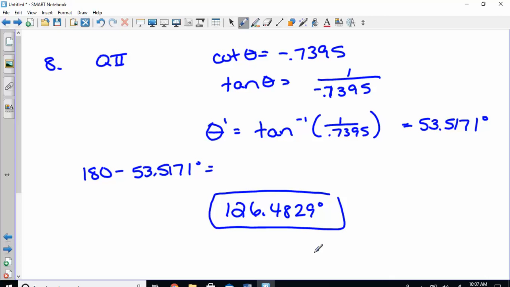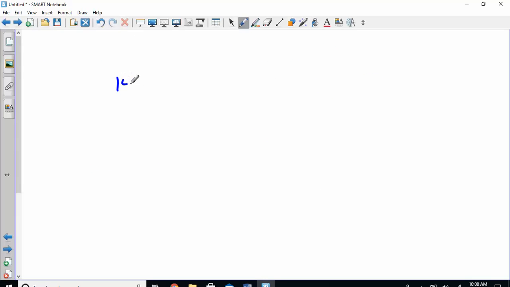Is that okay? Anything else on those? So for tomorrow, let's try to do the next page front and back. So that's 14 through 27. We'll discuss that tomorrow, and then we'll finish it up.